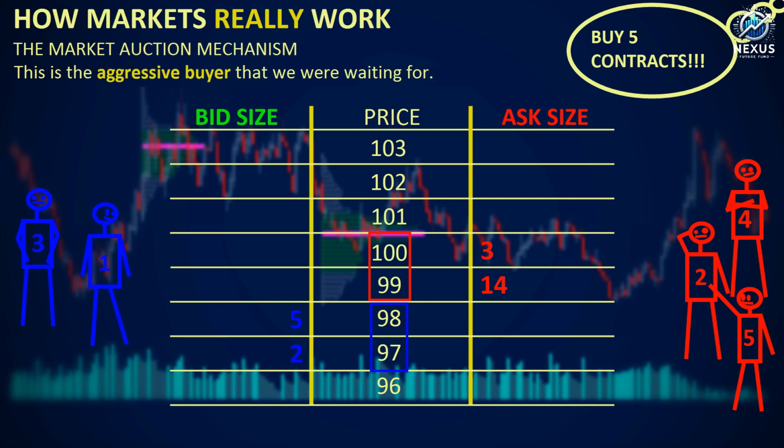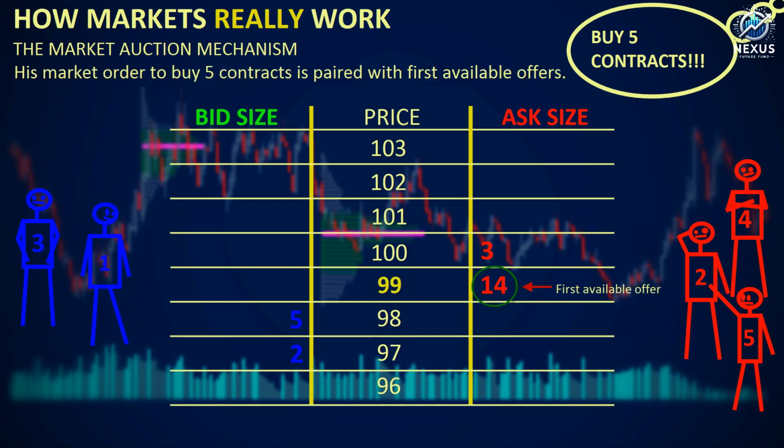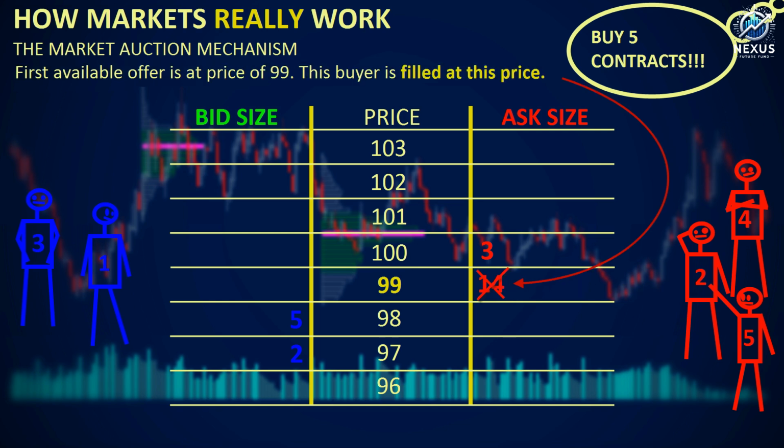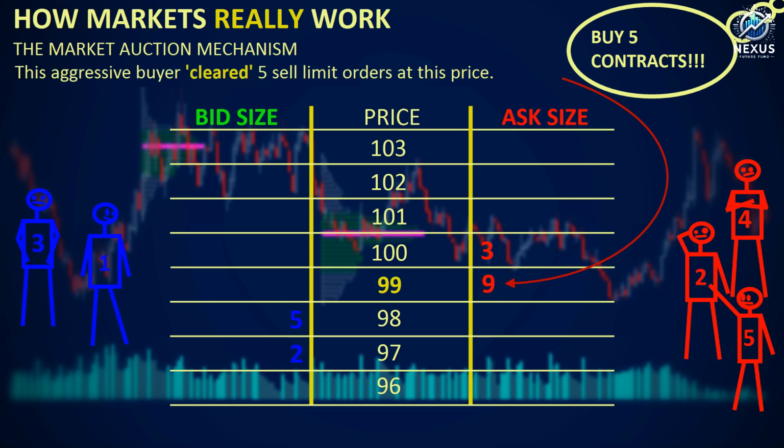And this is our aggressive buyer that we were waiting for. You should remember that he uses a buy market order, and this order doesn't specify the price. The buy market order buys the first available offer from a passive seller. Where is this first available offer? At the price of 99. So this aggressive buyer buys 5 contracts at the price of 99. By doing this, he cleared 5 sell limits on the ask side at the price of 99. That means the ask at the price of 99 will be reduced from 14 to 9.